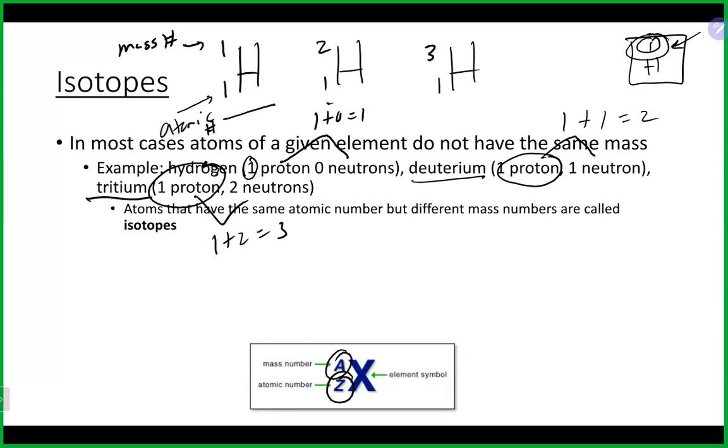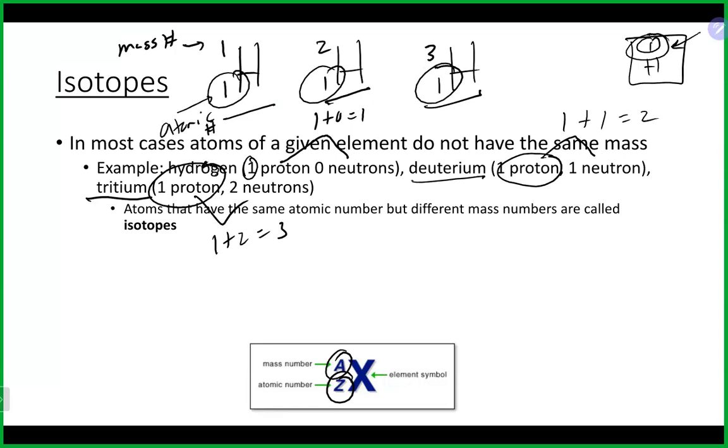So this would be the symbol for hydrogen. This would be the symbol for its isotope deuterium. And this would be the symbol for the other isotope, which is tritium. They are all hydrogen, even though they have different names. And they are all hydrogen because they all contain 1 proton, right? Again, the proton being the most important thing here. Any questions on that?